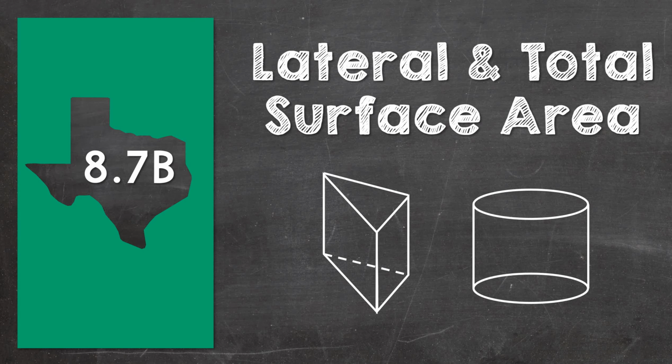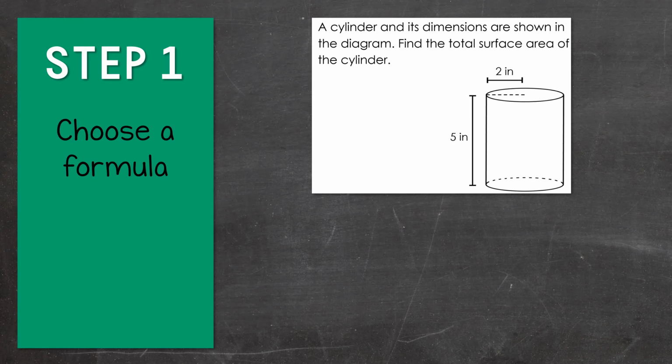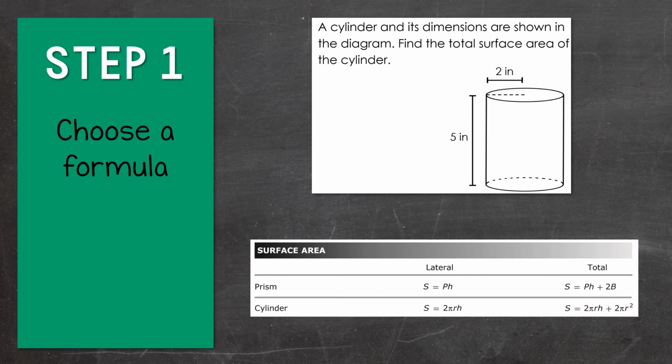We're going to find lateral and total surface area, and I'm going to show you how to do it in 3 steps. Step 1, choose your formula. You don't have to memorize it. You have a star formula sheet. We just have to know how to pick the right formula.